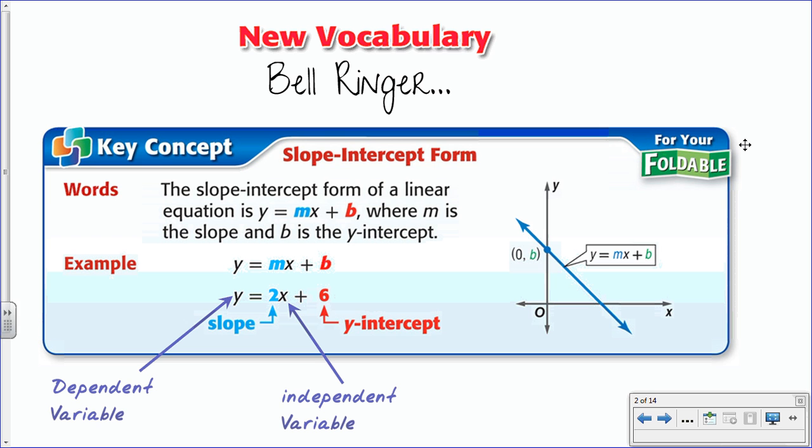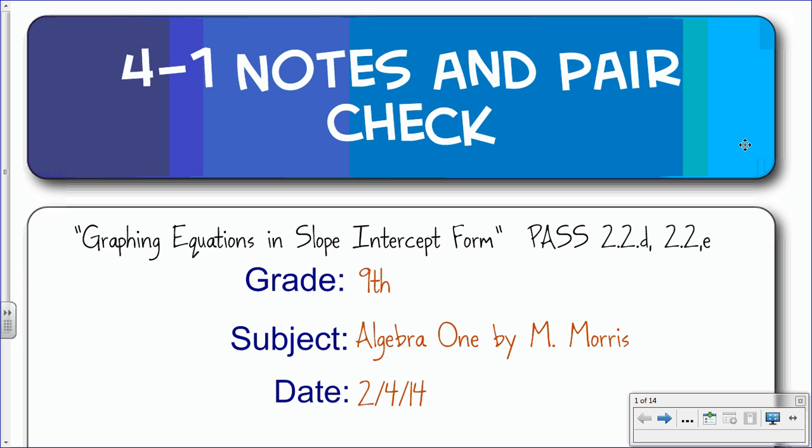All right, let's look at these notes. At this point, you should already be logged in. Your notes today are 4-1 notes and parent check. If you're not logged into your clicker, you need to go ahead and do that. It's only going to be a couple questions today. 4-1 notes and parent check.